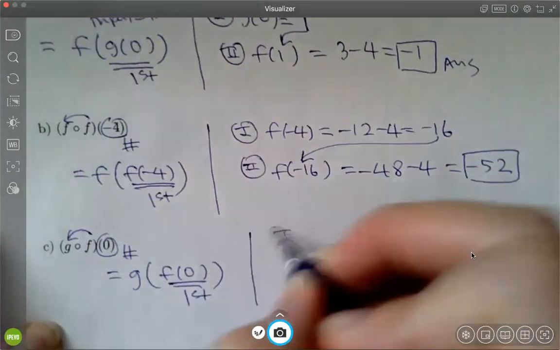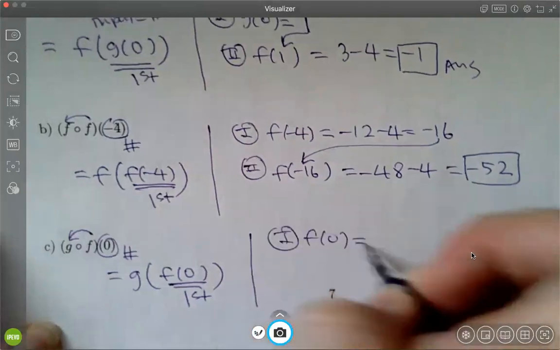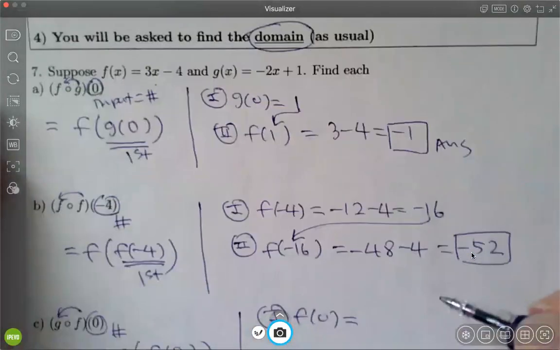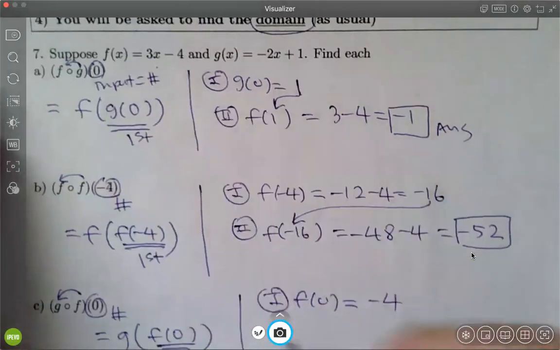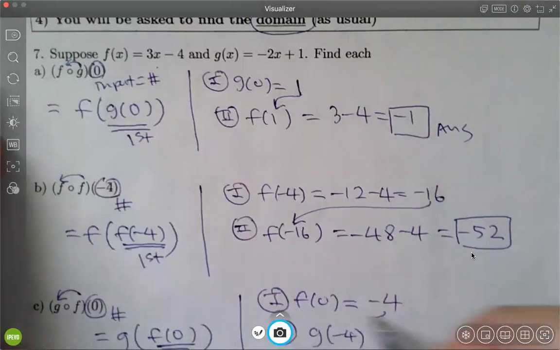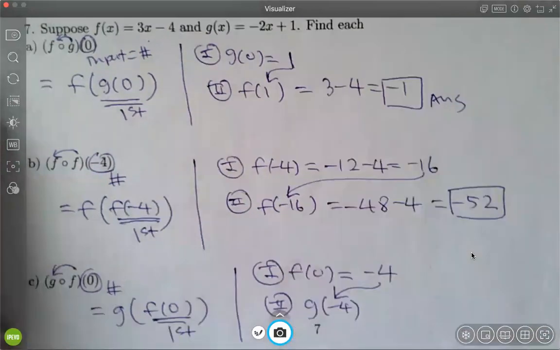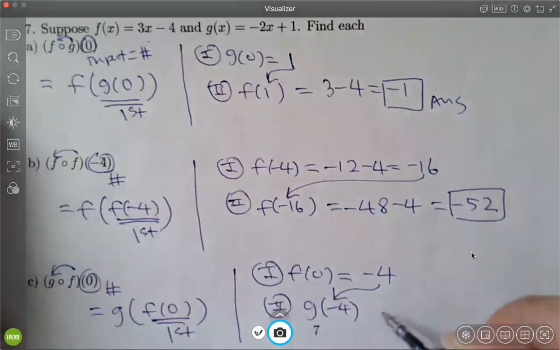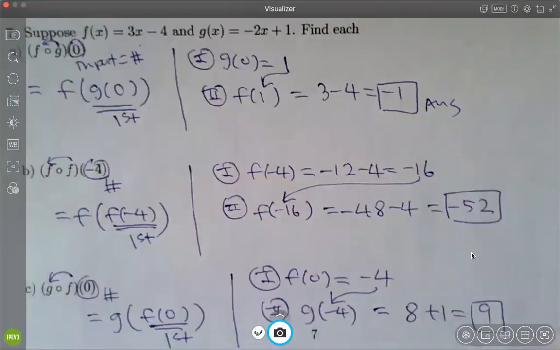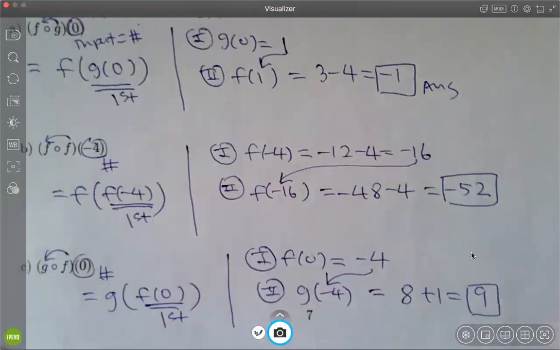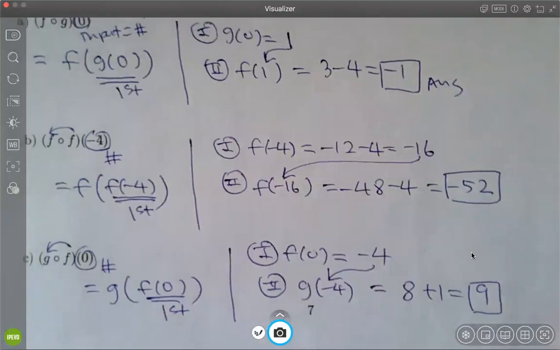Okay, and now what is f of 0? f of 0 is -4, right? But that's not the end, right? Now what do you have to do? Plug in -4 into g. So what do you get? 8 plus 1, so that's 9, right? Okay. So any questions over these, finding function values using the composition?